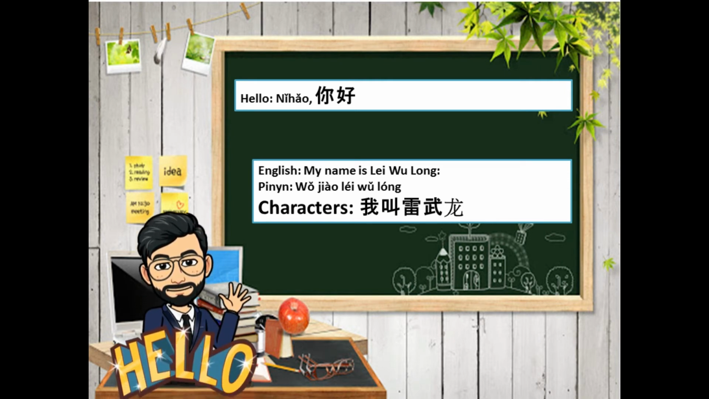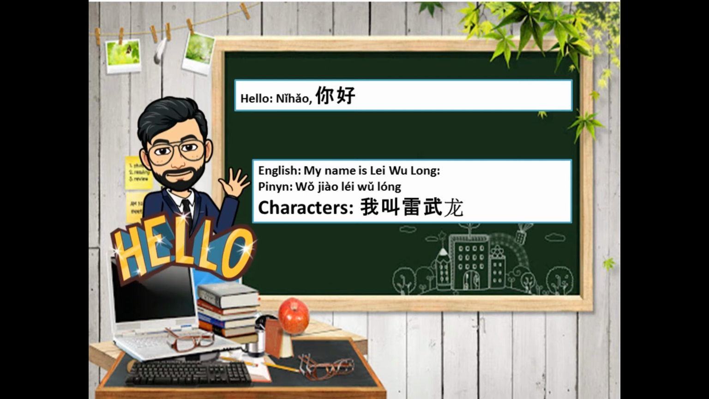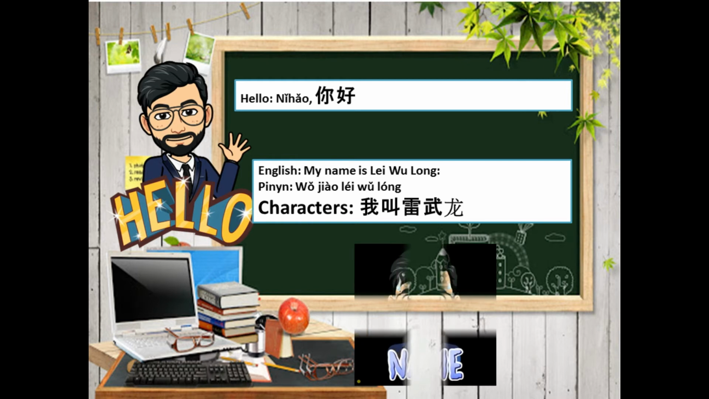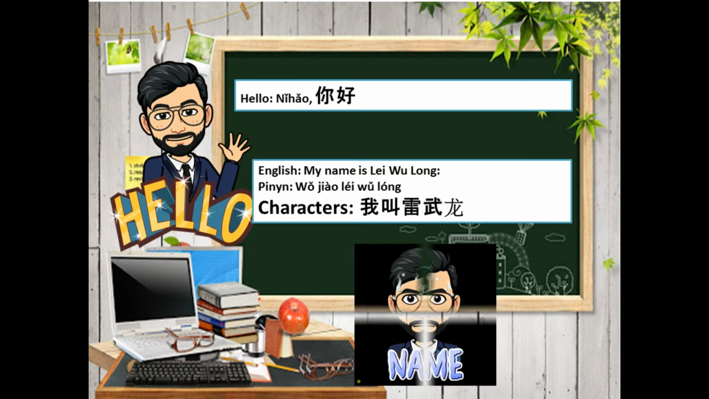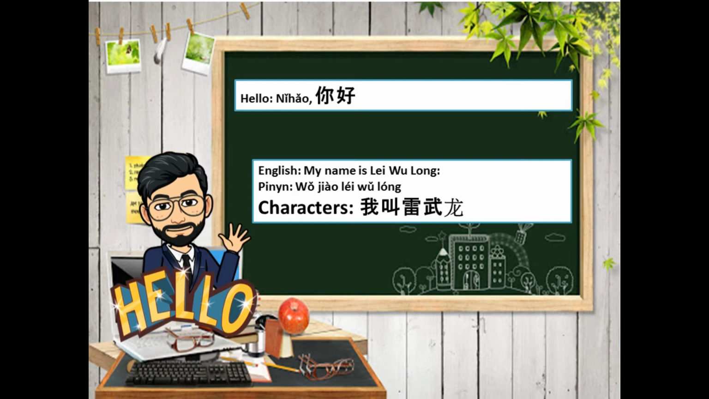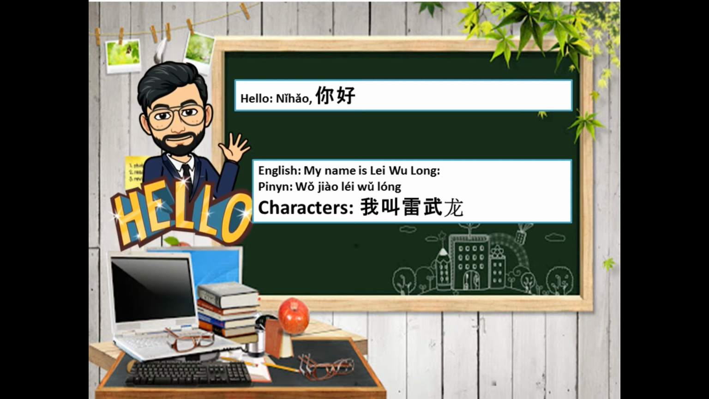So we will learn how to say my name is, and so on. Suppose my name is Li Oolong, or my name is Pawan. How will I say this in Chinese? 我叫李乌浪. Again, say with me. 我叫李乌浪. In the same manner, whatever your name is, 我叫 your name.